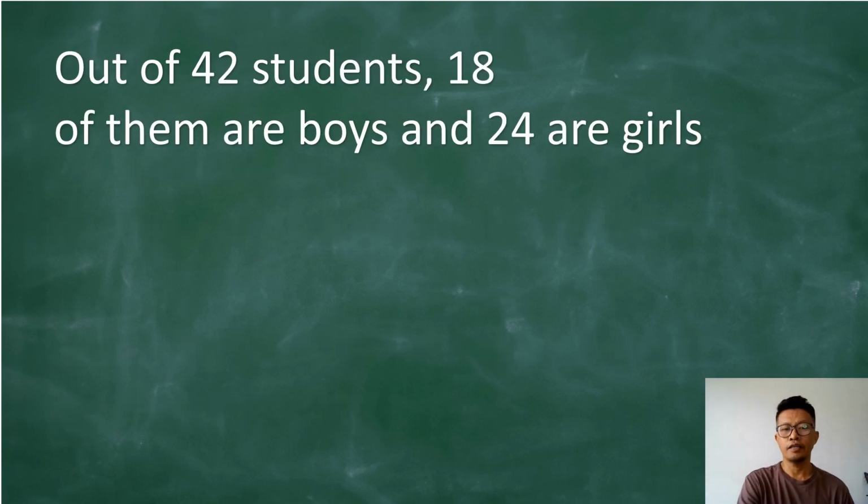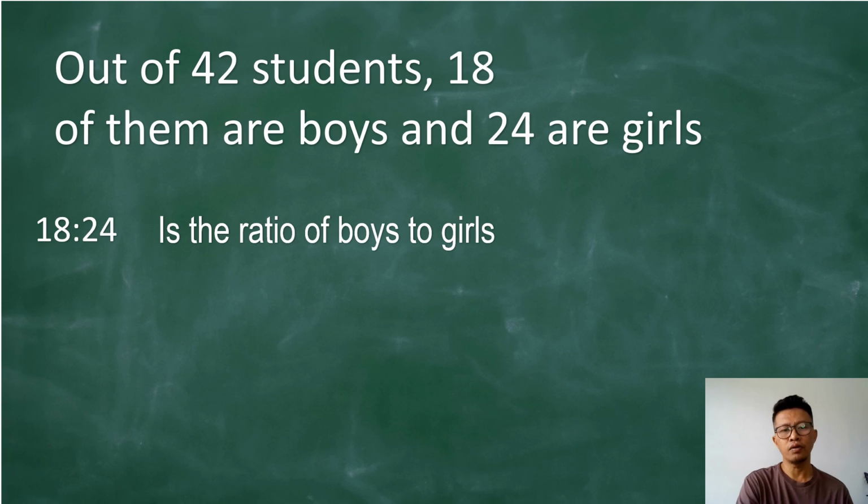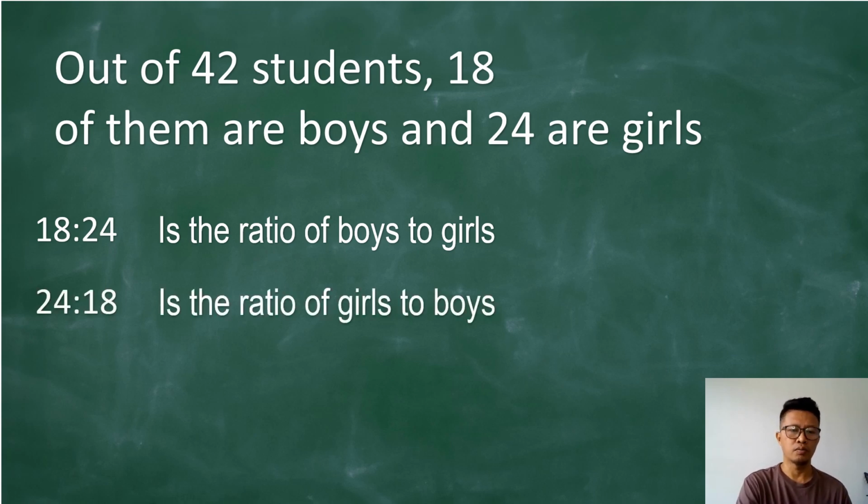Okay, so we see here that out of 42 students, 18 of them are boys and 24 are girls. So if you're going to ask what is the ratio of boys to girls, the answer is simply 18 is to 24. Remember, in ratio, the sequence of numbers is very important in the question. So that is the ratio of boys to girls. And if you're going to ask what is the ratio of girls to boys, that is 24 is to 18. That is the ratio of girls to boys.